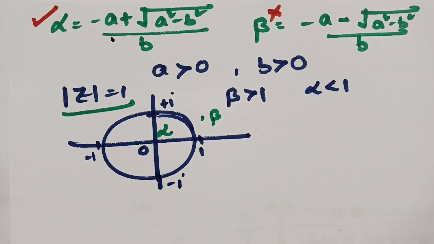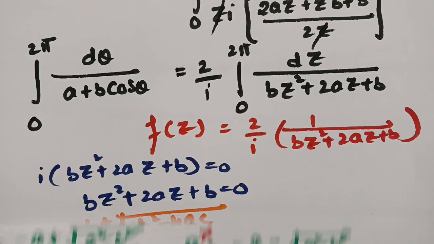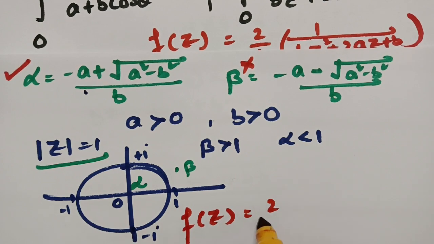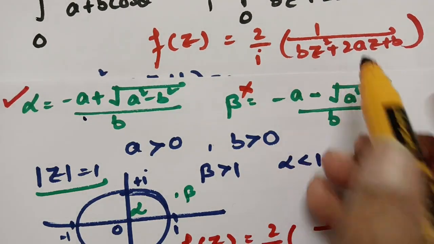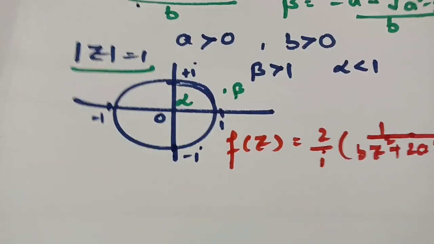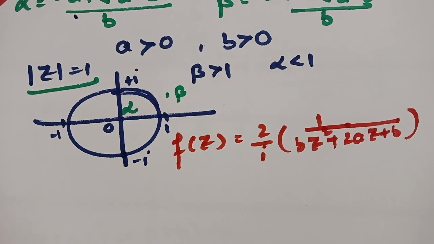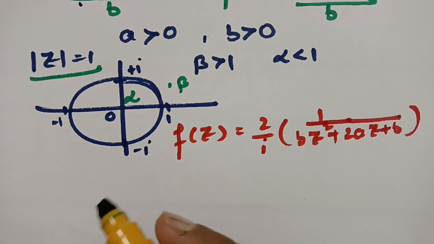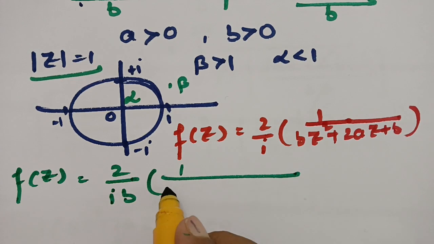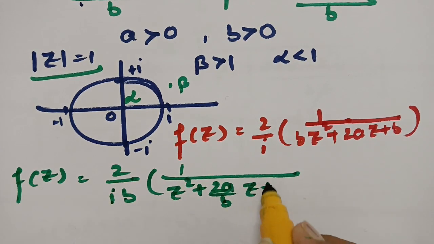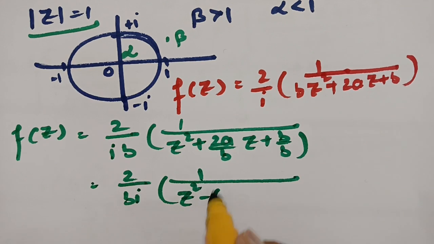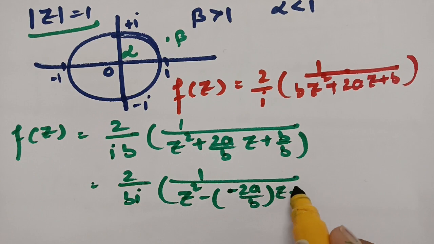And what is our f of z here? Our f of z is equal to 2 by i times 1 by bz squared plus 2az plus b. Now we can write this as, if I take b common, f of z is equal to 2 by i into b, times 1 by z squared plus 2a by b into z plus b by b. Clear? So this will be 2 by bi times 1 by z squared minus of minus 2a by b into z plus 1.